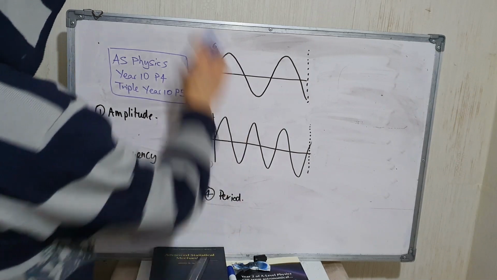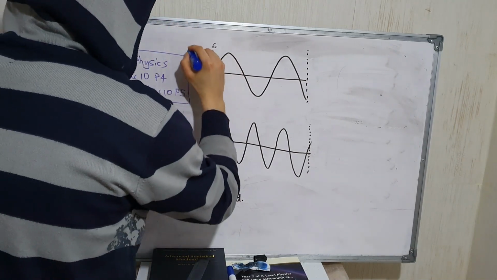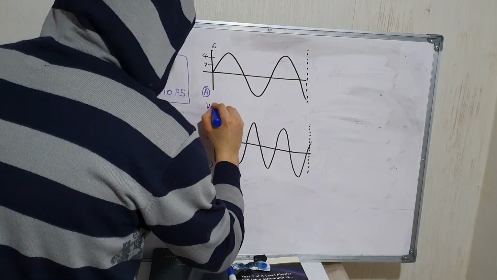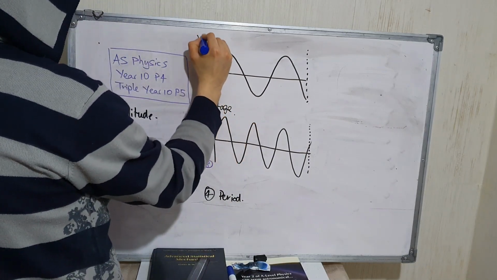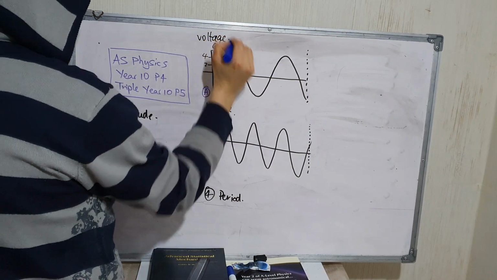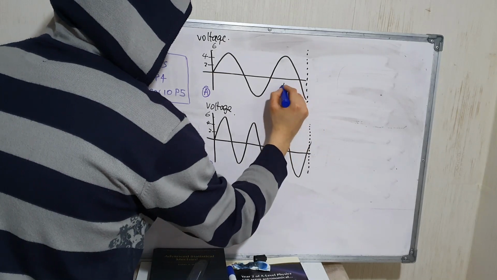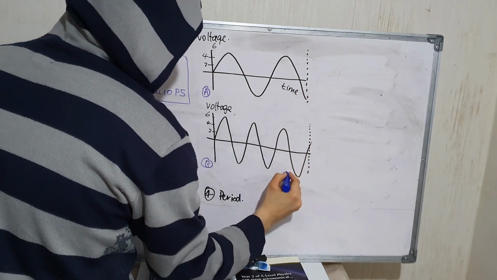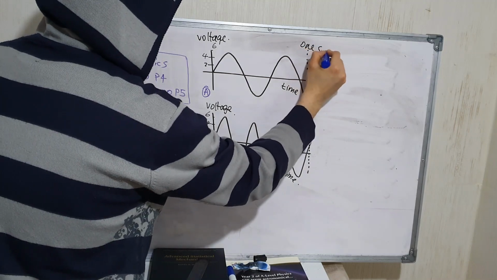All right, so now let's just say that on the y-axis is volts. On the y-axis, so this is voltage. On the y-axis here is also voltage. On the x-axis you've got time, and this is 1 second.